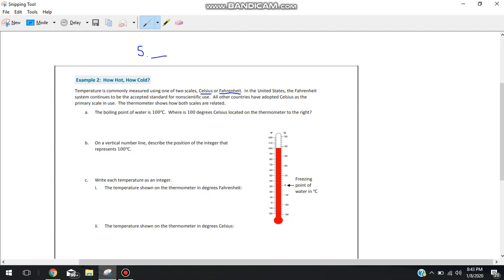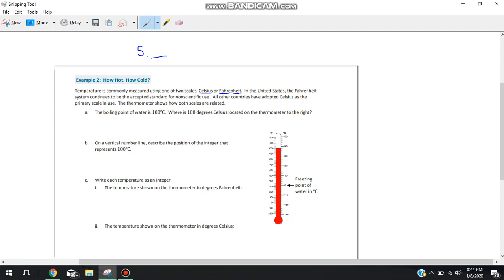So the thermometer shows how both scales are related. Right here, you're going to see Celsius, or the little C with a degree sign. That means Celsius. And then F with the little degree sign means Fahrenheit. That's how we abbreviate temperatures.